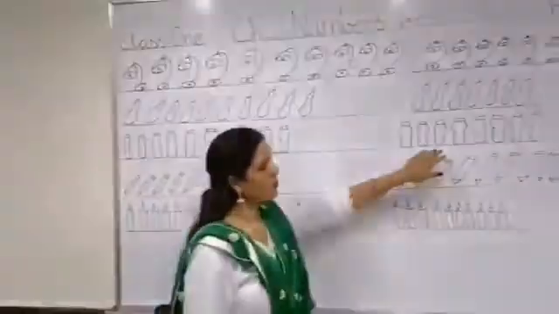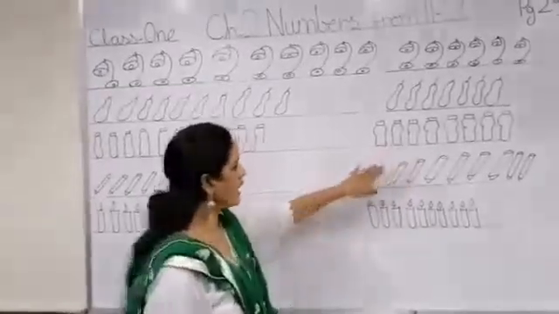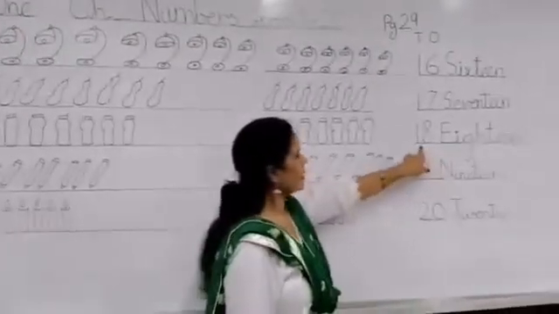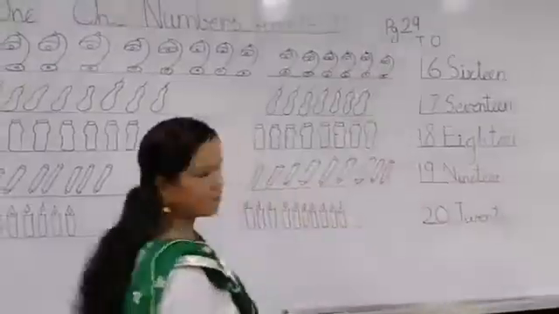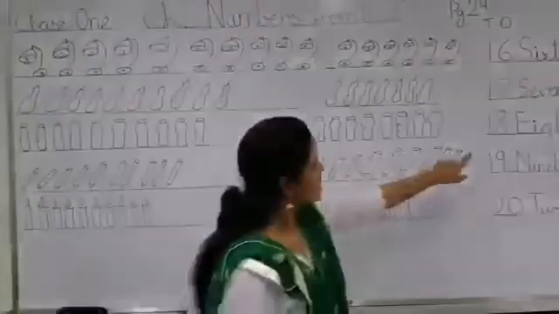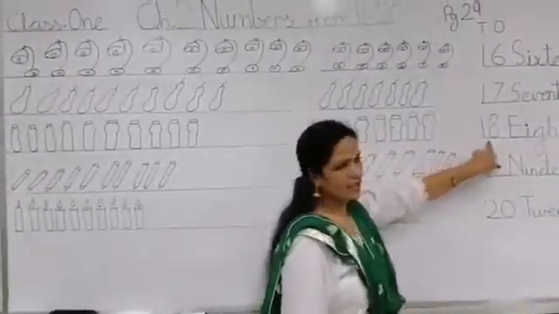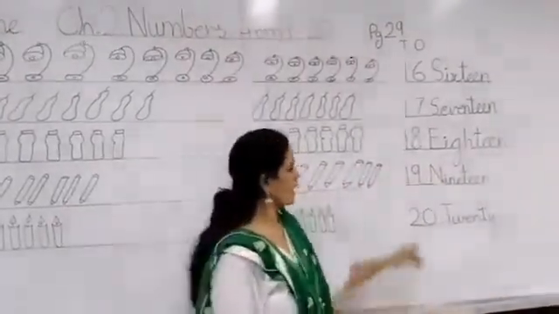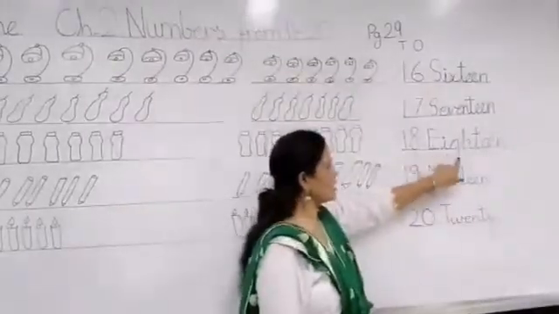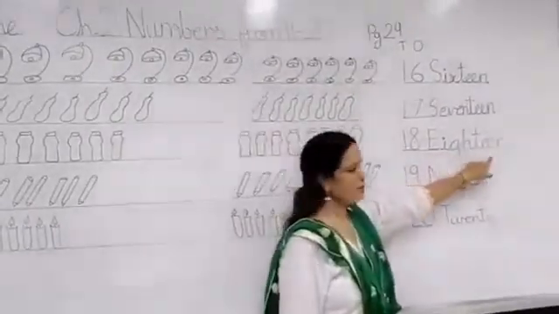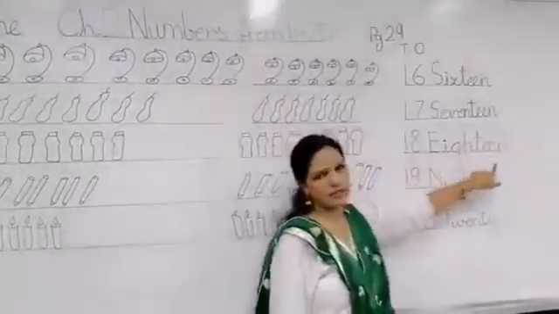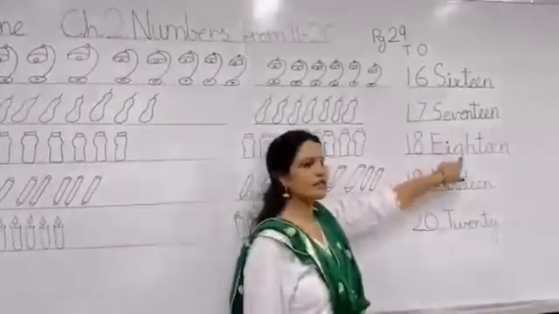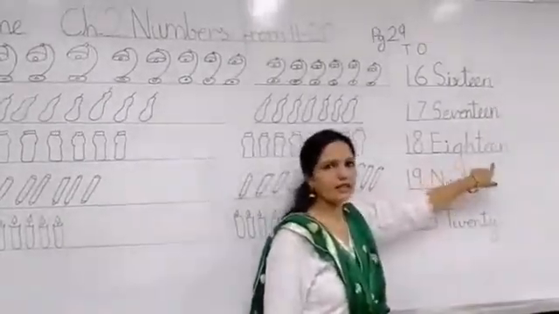And if we add 8 more bottles, so these are 10 and 8, 18 bottles. And there is 1 ten, that means one group of 10 bottles, and 8 bottles, that means 18, 1 ten and 8 ones. The spellings of 18 are E-I-G-H-T-E-N, teen, 18. Let's repeat the spellings of 18. E-I-G-H-T-E-N, 18.